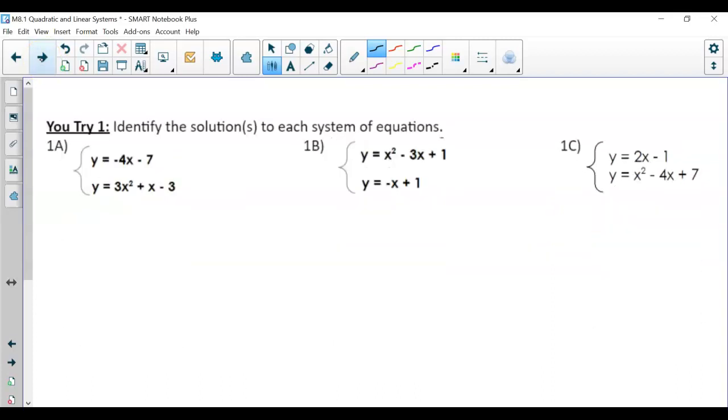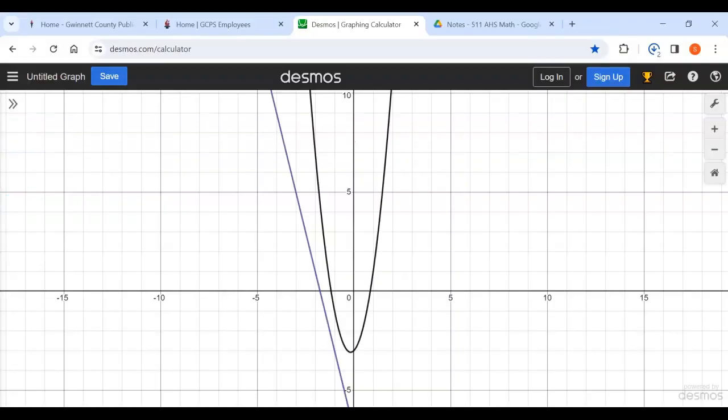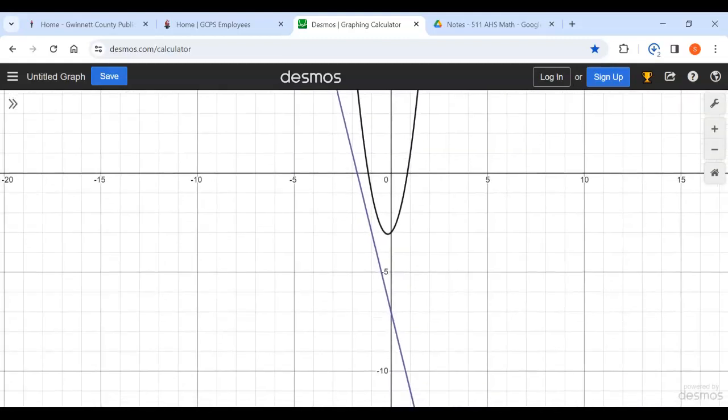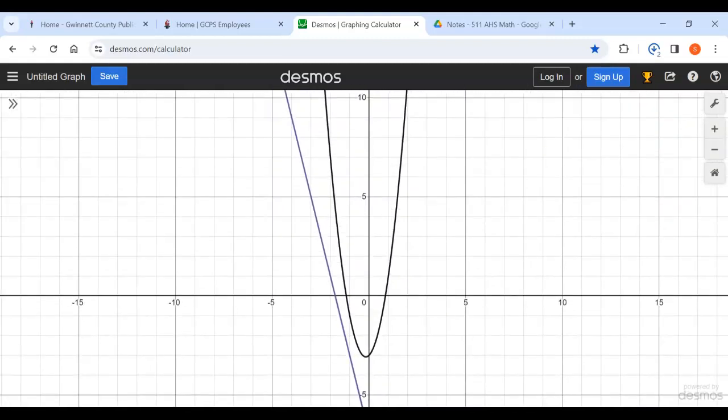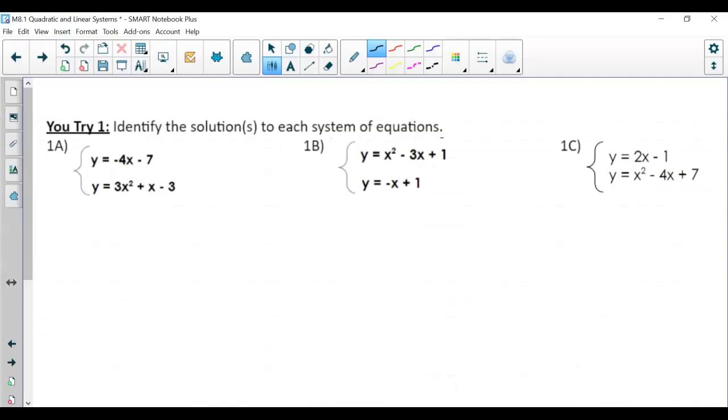Go ahead and pause the video and do the same thing here. Graph in Desmos and let's see what you get. For the first You Try, when you graph, it should look like this. How many solutions does this represent? 0. No real solutions because they never intersect. Zoom in, zoom out, but they will never intersect. So you should have said that this was no real solution.